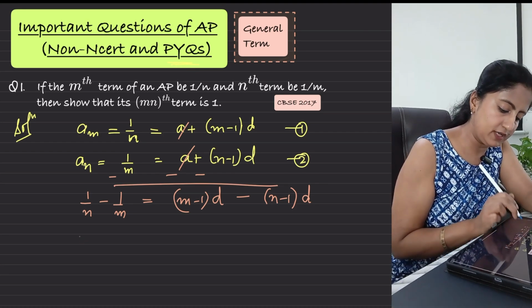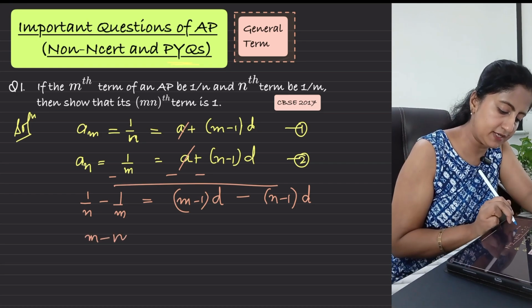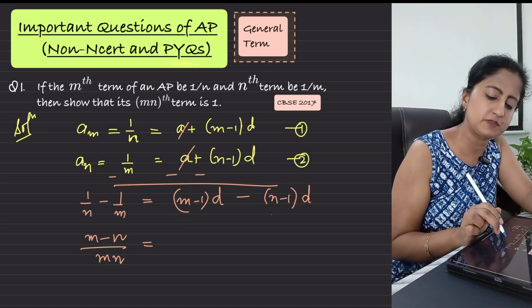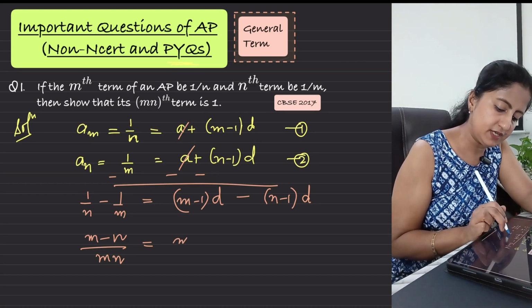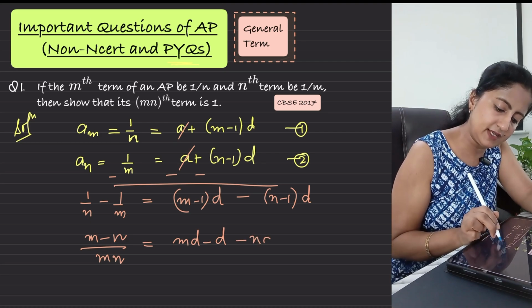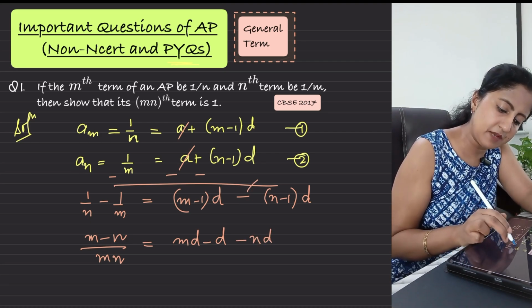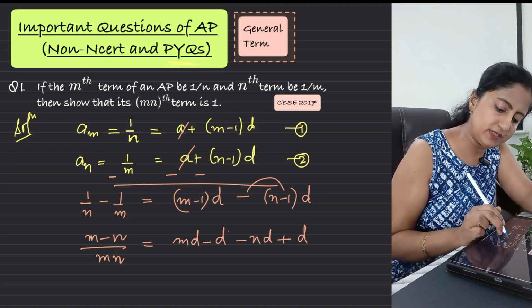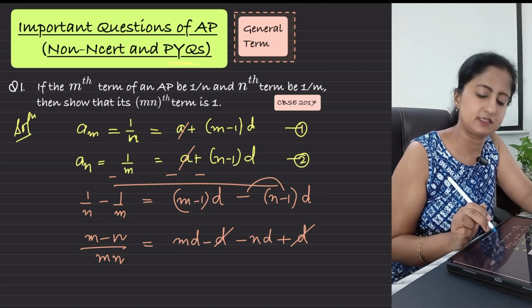So let's start solving. I am taking LCM on the left. It will result in m minus n over mn equals. Now I'm going to expand everything on the right hand side. It is md minus d minus nd. And this minus and minus will turn plus. So it will become plus d. So what we see over here, d and d are getting cancelled.